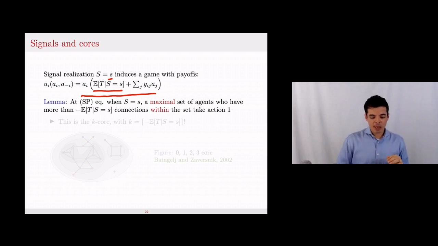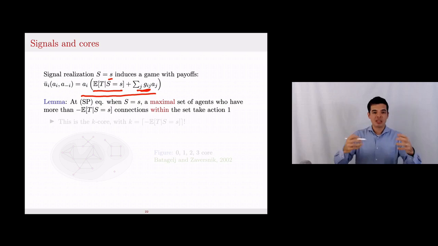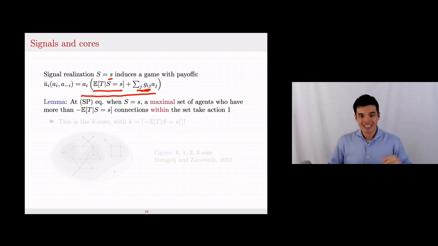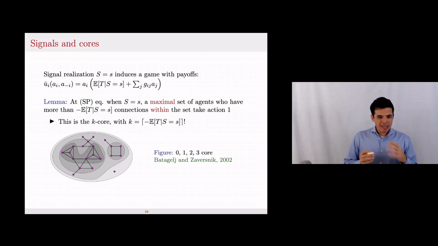Specifically, if the posterior mean is equal to, let's say, minus k, then if we find a group of agents who have k or more connections within the group, for these agents, the positive network externalities outweigh the disutility due to the low state. And the largest such set of agents will be the largest set of agents who take action 1. This largest set that I'm describing is referred to as the k-core of the underlying network in network theory.